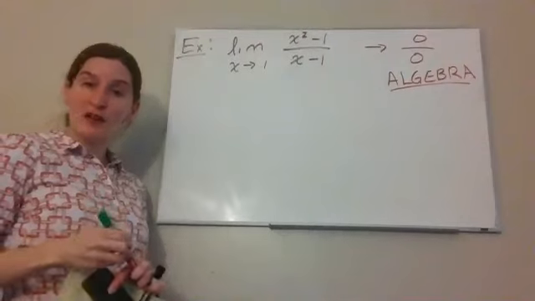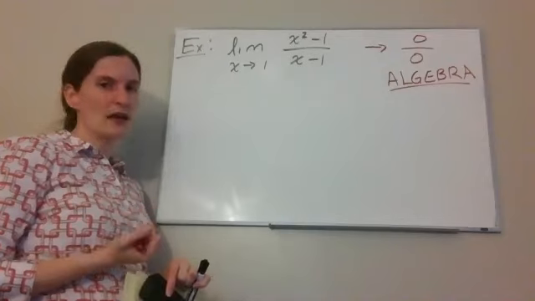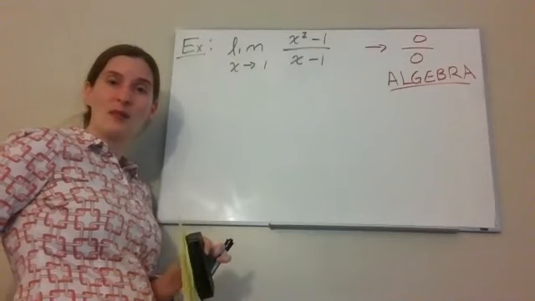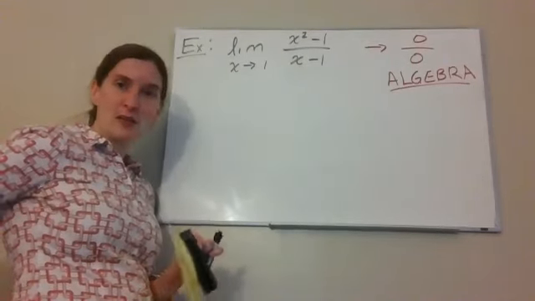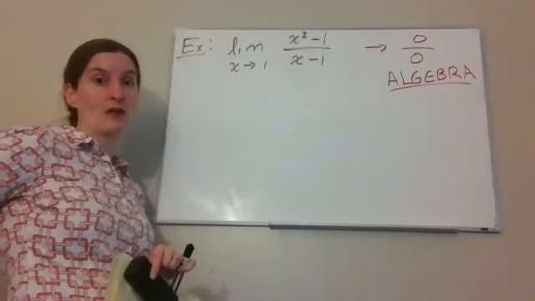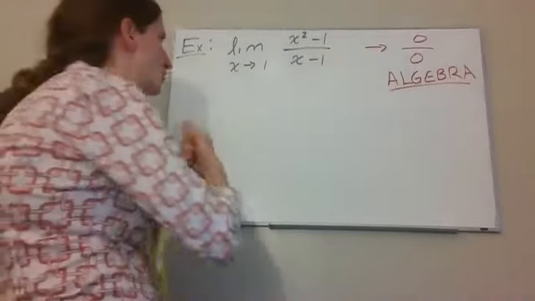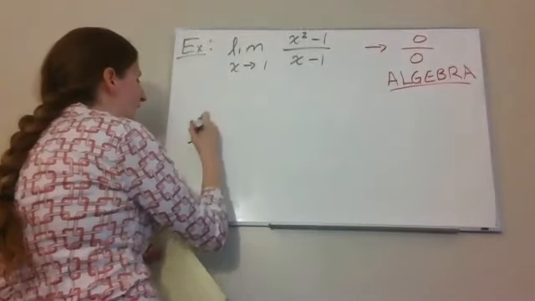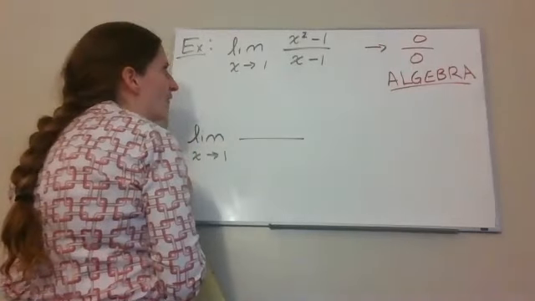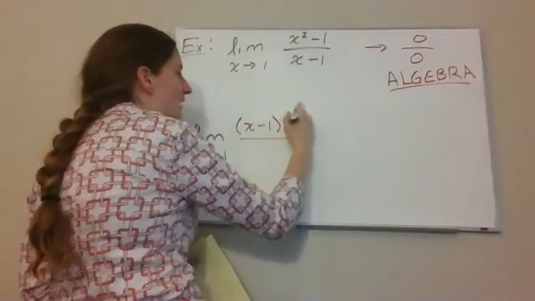What type of algebra you use depends on the particular problem, but usually it's pretty clear what you should try. If I were to ask you what kind of algebra I could try to do to simplify this problem, you might think about factoring, because the numerator factors. And that is exactly the technique I'm going to use here. So factoring is one technique that you should try when you get a 0 over 0 situation. So let's try to factor this. On the top, I have a difference of squares. X squared minus 1 factors as an x minus 1 and an x plus 1.